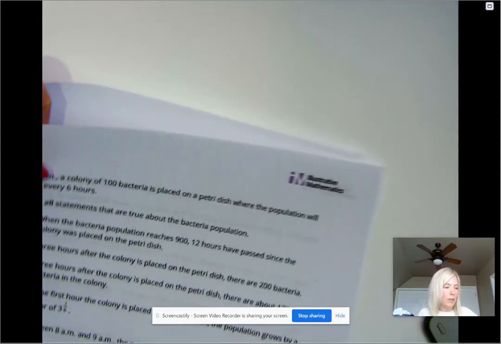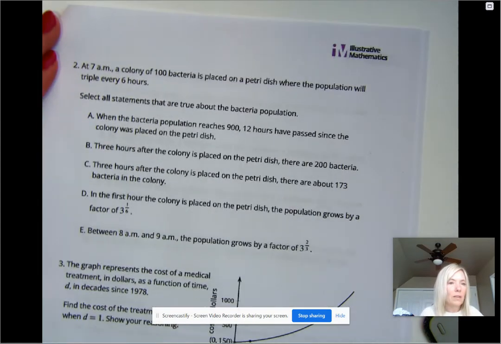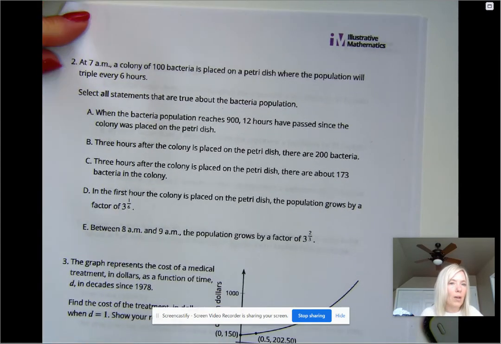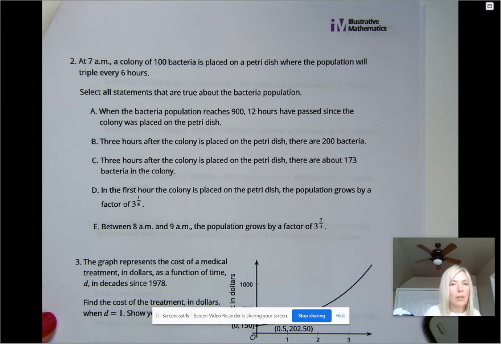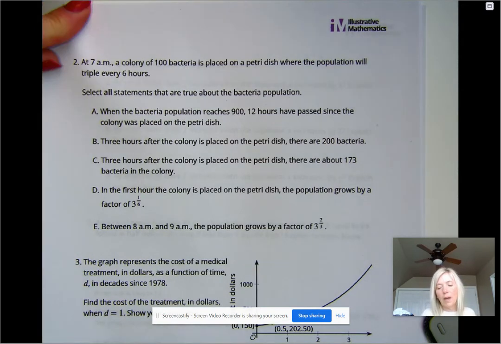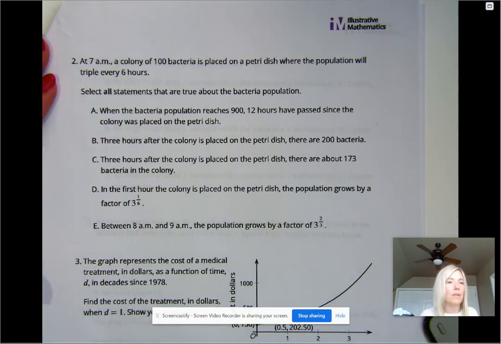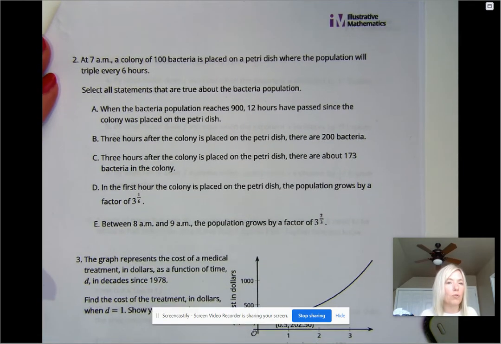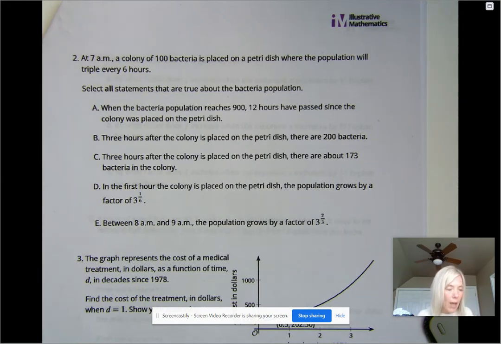Okay, on number 2, I always think these bacteria problems are so gross, but very realistic. So it says at 7 a.m., a colony of 100 bacteria is placed on a petri dish where the population will triple every 6 hours. So triple, that's multiplied by 3 every 6 hours. Select all statements that are true about the bacteria population. So I'm just going to check to see if these are true.